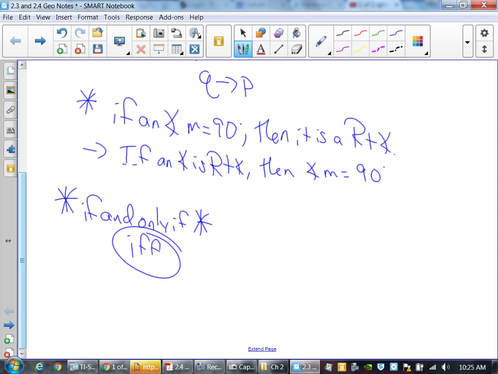So instead of writing out the words if and only if, because that's too many, in math we call it iff, I-F-F. We abbreviate everything. We use symbols for everything. That's just what it means for if and only if. So this statement could have said, an angle measures 90 degrees if and only if it is a right angle. It means the same thing going both ways.